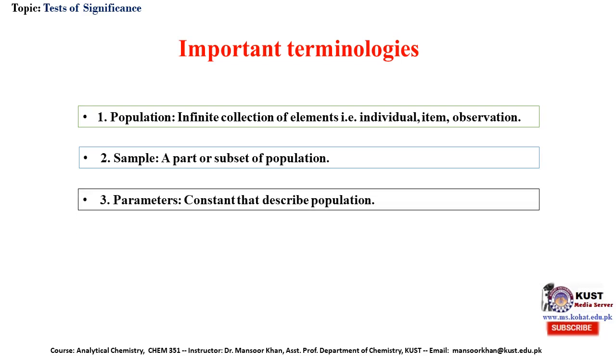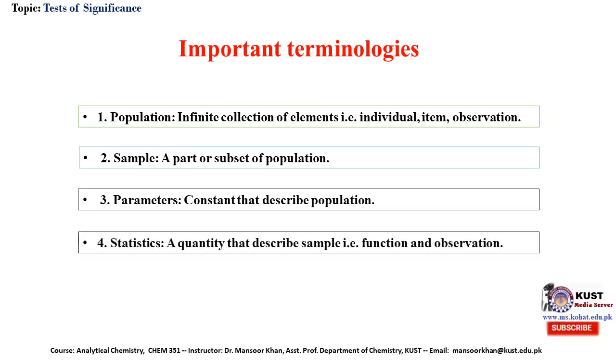The third one is parameters. Parameters are constants that describe a population. Parameters are basically related with population. Another important terminology is statistic. A statistic is a quantity that describes a sample, a function of observations. So statistic is basically related with sample. These are some important terminologies that we will use all the time in statistics.